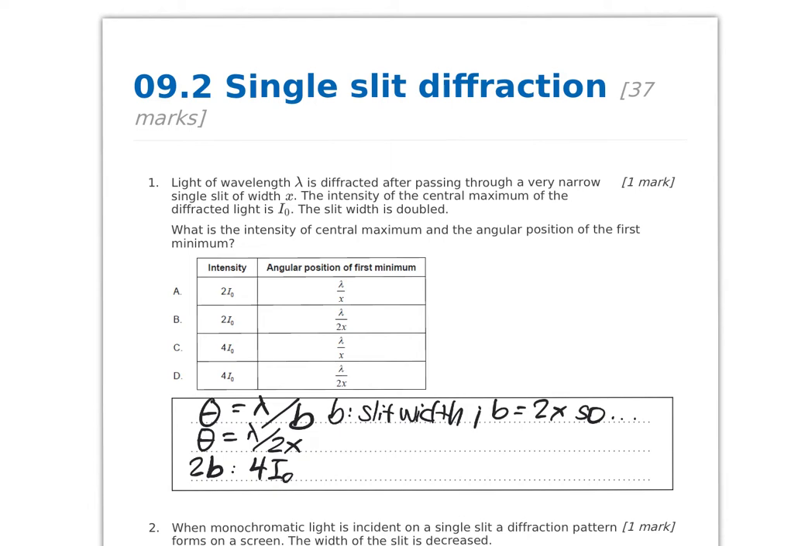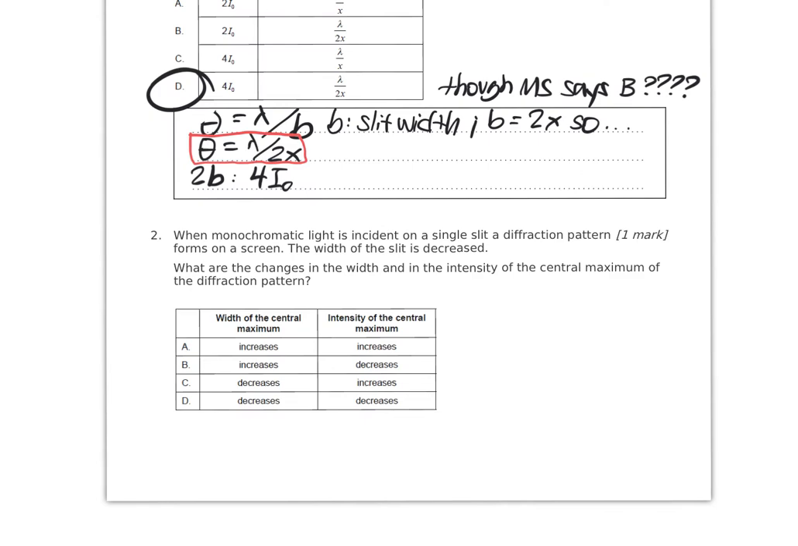I would say I wouldn't get too hung up on that. Again, remember, you need just over half the points to get a perfect 7 out of 7, so I wouldn't lose your mind about that. I think the key takeaway is this part right here. Let me change my color, where theta is lambda over 2x, because the formula for angular position of the first minimum is theta is lambda over b. Let's move on to number 2.